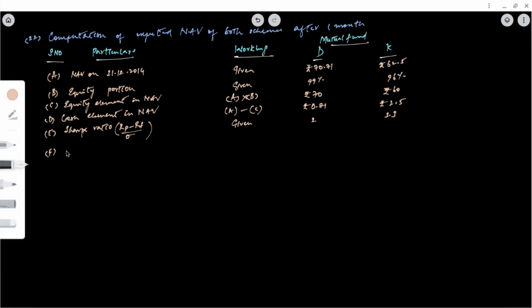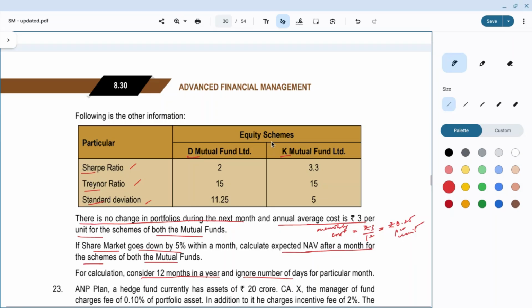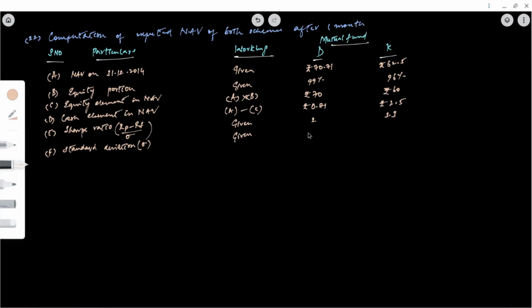Now, standard deviation, that is also given. It is 11.25 and 5. Next, using Sharpe ratio and standard deviation, we find Rp minus Rf, right?